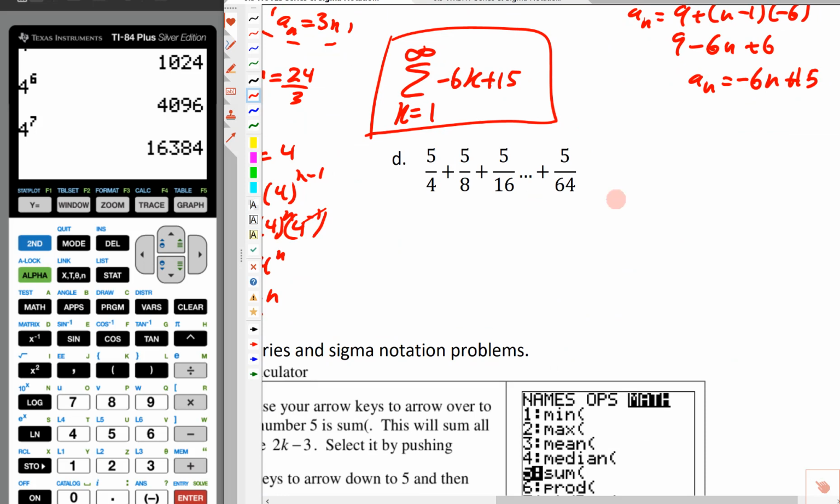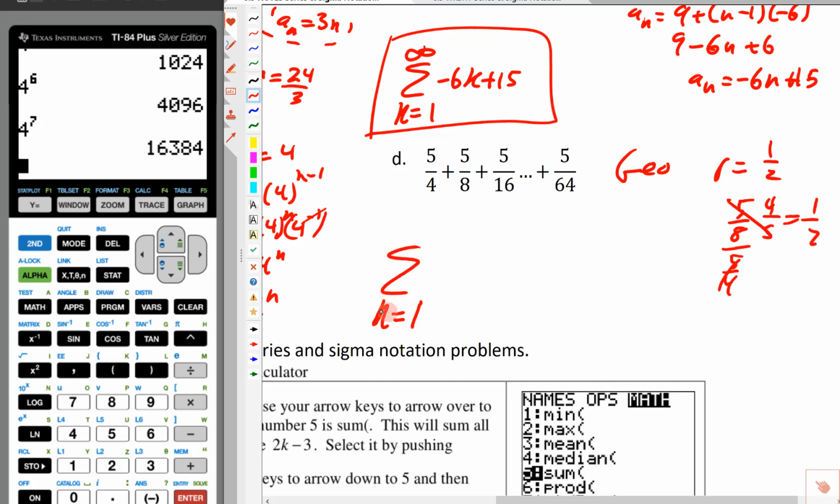Abby, arithmetic or geometric? It is geometric. Anybody know what the ratio is? 1/2. There's a couple different ways you can figure that out. Take any one of these and divide it by the one before it. So if I took 5/8 and divided by 5/4, 4 on the top, 5 on the bottom, those would cancel. We'd end up with a 1/2. The other thing you can notice is that every single time we're multiplying the top by 1 and the bottom by 2. If you multiply the top by 1 and the bottom by 2, you're multiplying by 1/2. Okay? So we're going to start out with k equals 1.